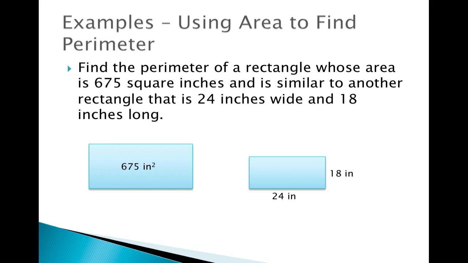The first thing we need to do is find the area of our second rectangle. We're going to label these figure number 1 and figure number 2. So we need to find this figure's area. Remember, our area is going to equal our base times our height, so 24 inches times 18 inches. When we multiply that out on our calculator, we end up with an area of 432 square inches.